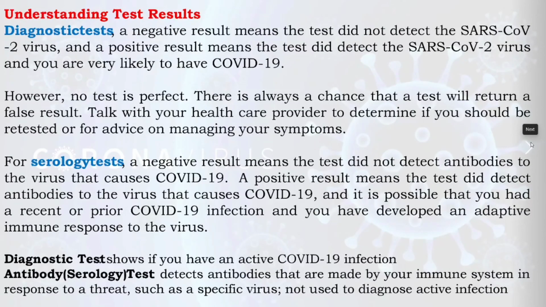Understanding test results. A diagnostic test shows if you have an active COVID-19 infection, while an antibody or serology test detects antibodies that are made by your immune system in response to a threat, such as a specific virus, and is not used to diagnose active infection.